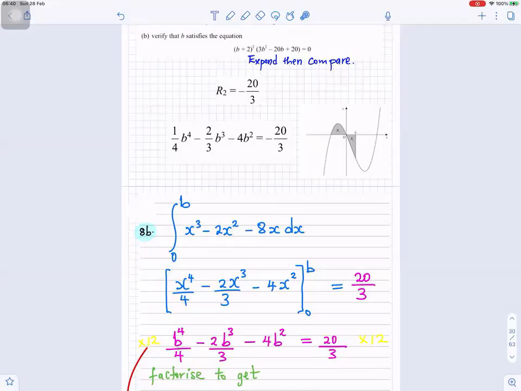So R2 is that area there, and we know that it equals minus 20 over 3. The minus is because it's below the x-axis. We got that from integrating from 0 to b, and that gives you 20 over 3.